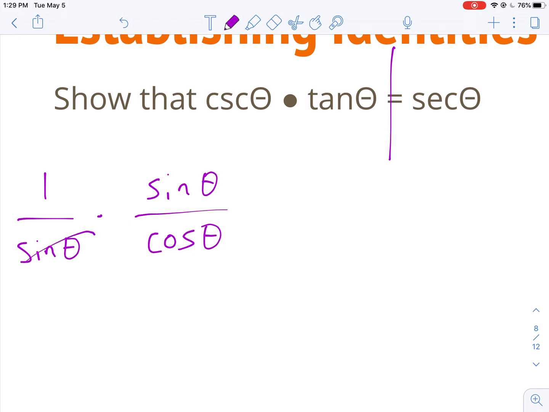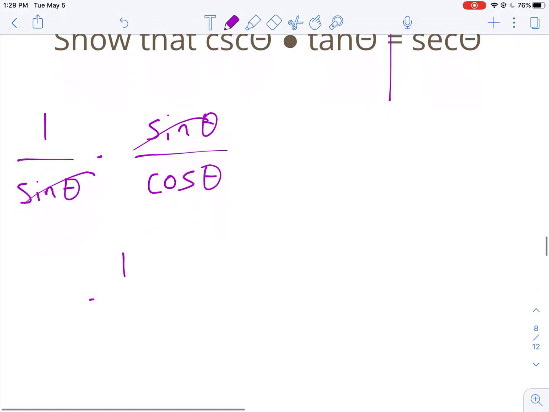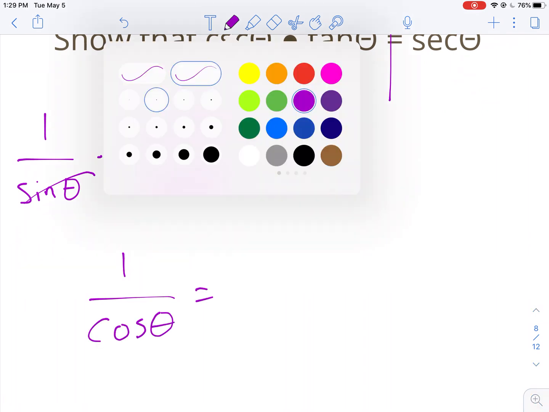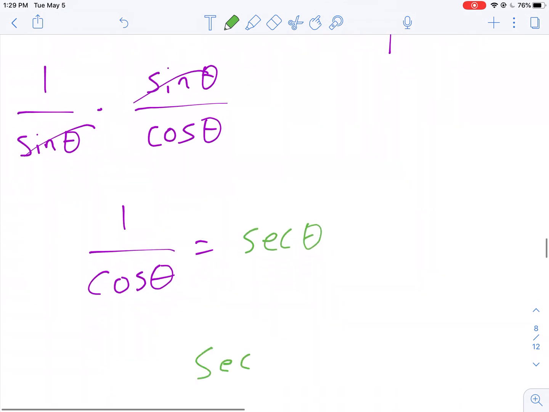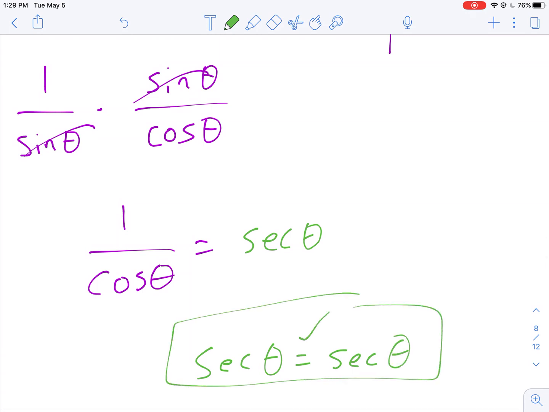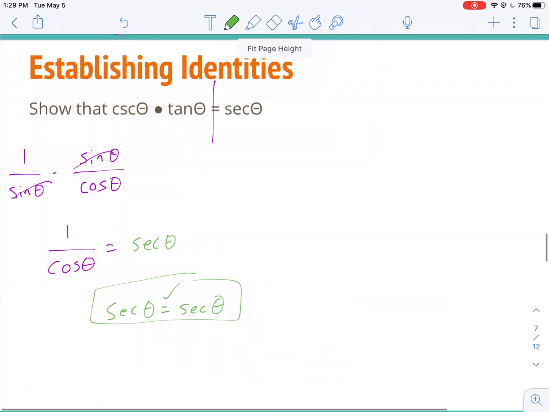When I multiply these out, I see that these sine thetas cross out, so I'm left with 1 over the cosine of theta. And 1 over the cosine of theta is, in fact, equal to the secant of theta. So now I have the secant of theta is equal to the secant of theta, and that checks out. So that one was a pretty straightforward, pretty easy identity. All I needed to do was rewrite everything in terms of sine and cosine, and it immediately worked out for me. The first few identities you're going to get in tonight's homework are pretty straightforward and pretty easy like that, and can be accomplished that simply.